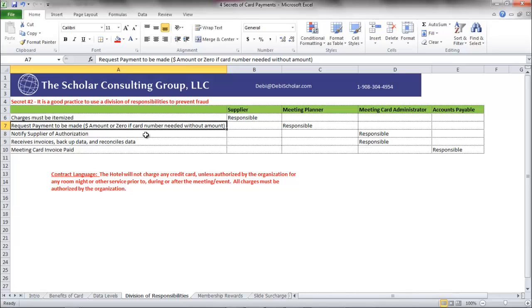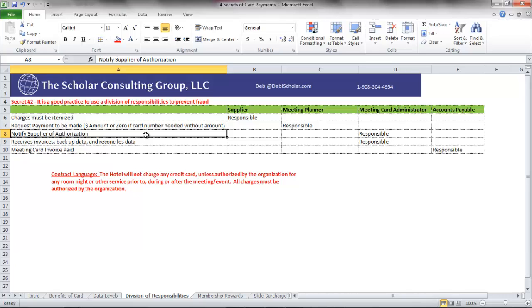And then we have another person who's a meeting card administrator who for the team or for the department will actually manage the authorization, receive the invoices, the backup data, and also reconciles the data.